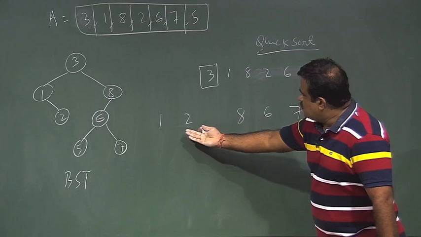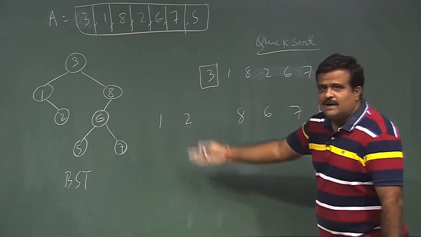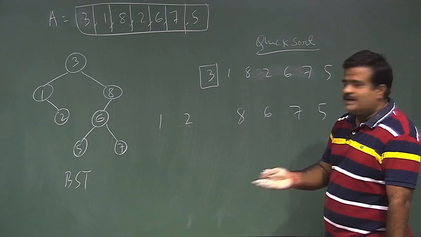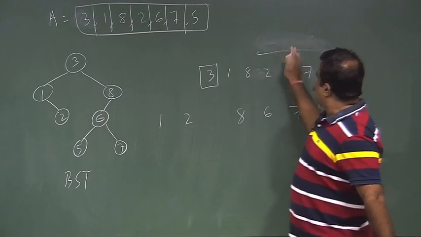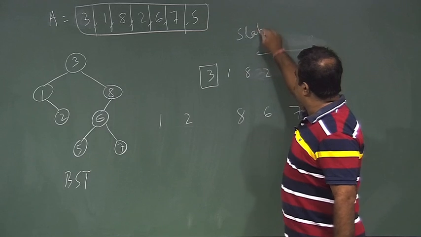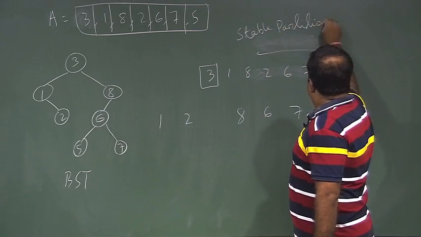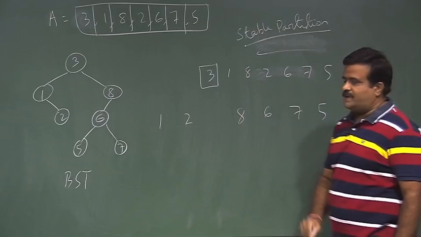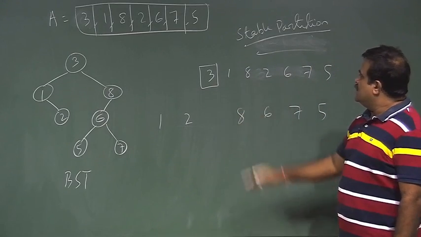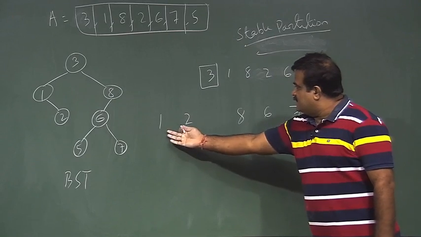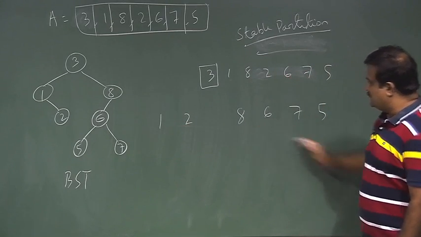We know 1 2 will come in the left subarray, but it is not guaranteed which ordering. But here we are using a partition which is called stable partition, and that is not very tough to code. Stable partition means we are assuming the ordering of the input is the same as in the array. So, 8 6 7 5 are in the same order.